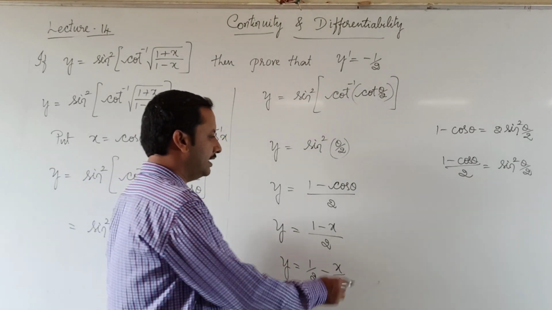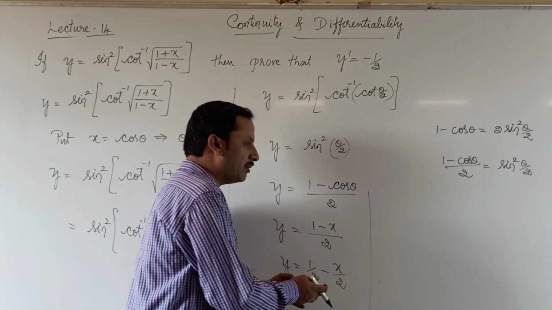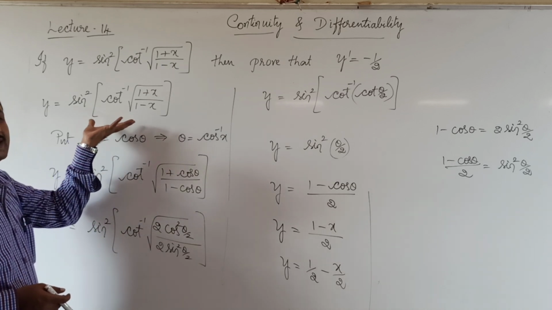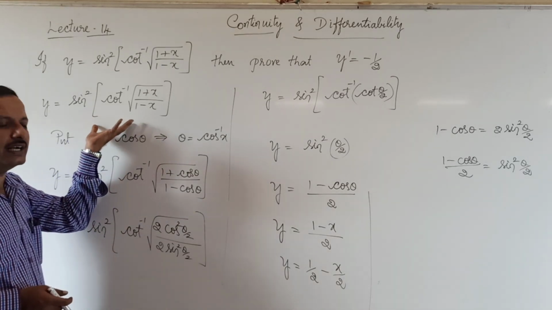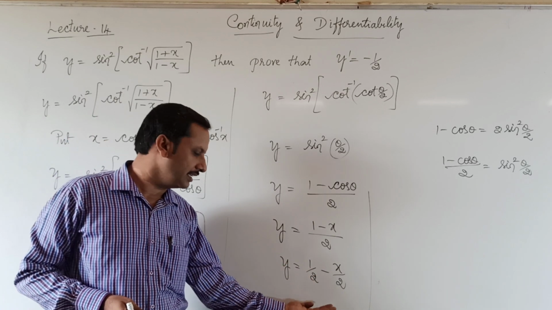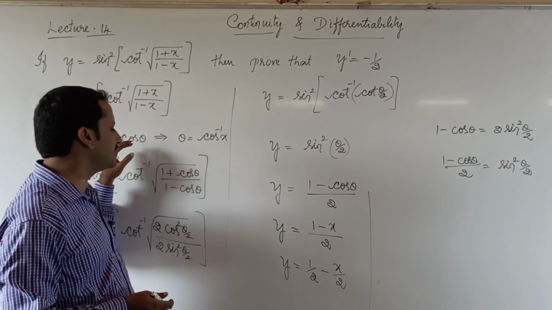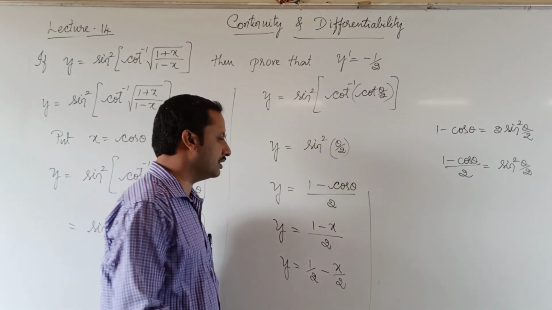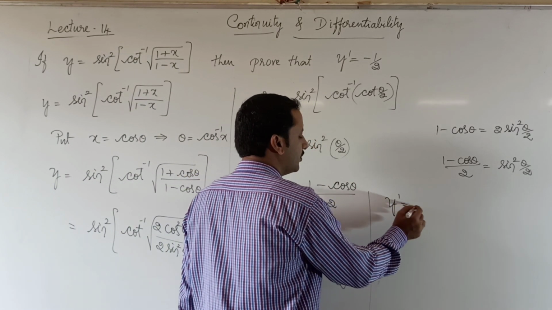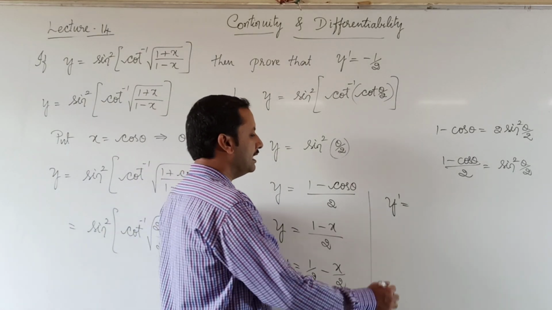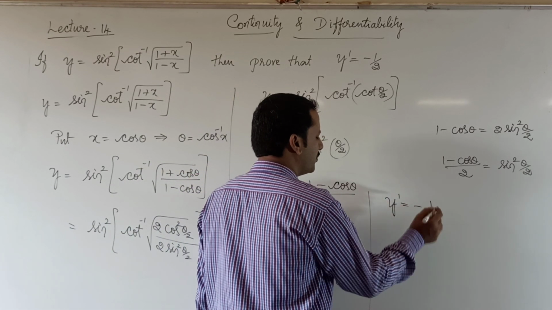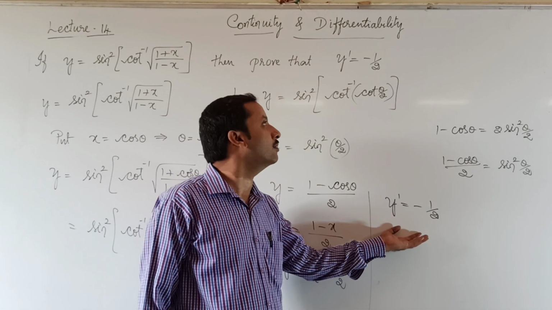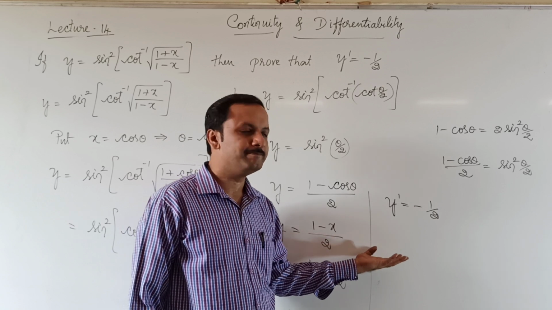Now if I differentiate it, see, why did we make all these substitutions? Because differentiating the original expression is a much more difficult task than differentiating this. That is the reason why we have made this substitution and did all this simplification. Now if you differentiate it, y dash is equal to derivative of 1 by 2 is 0 minus derivative of x by 2, which is 1 by 2. So the answer is y dash is equal to minus 1 by 2. That's exactly what we want.